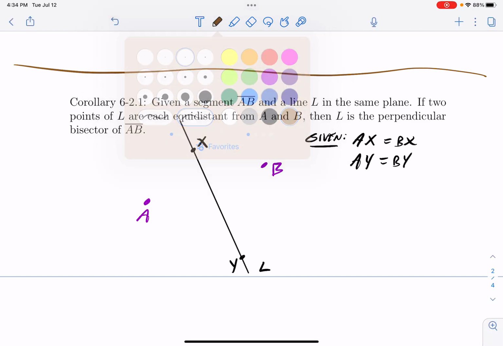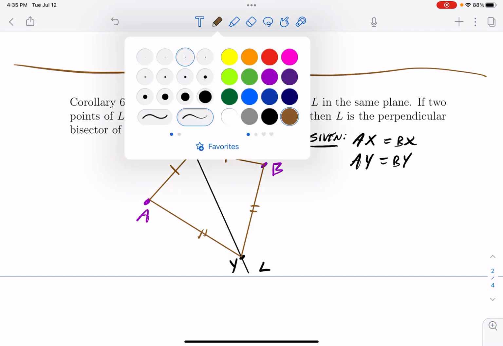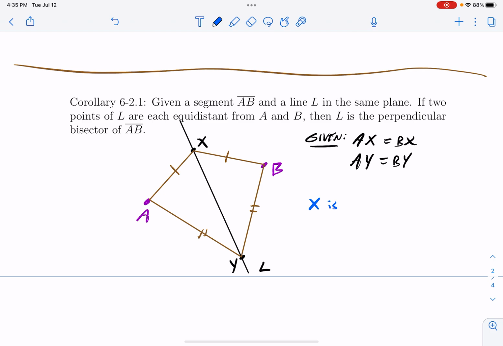Let me draw those in. So AX is the same as BX, and AY is the same as BY. Well, what did we just learn from the perpendicular bisector theorem? The perpendicular bisector theorem says when a point is equidistant from 2 points, it lies on the perpendicular bisector. So what we know here is that X is on the perpendicular bisector of segment AB.